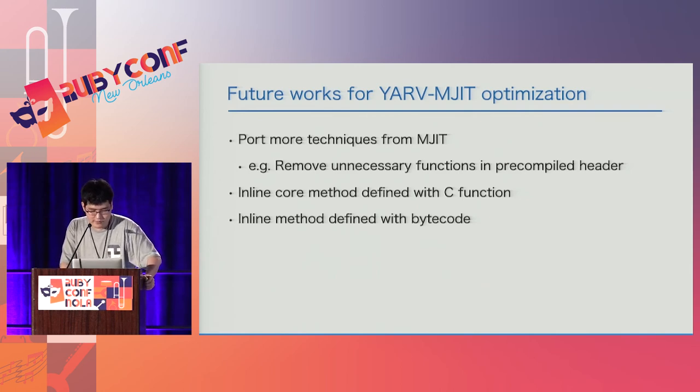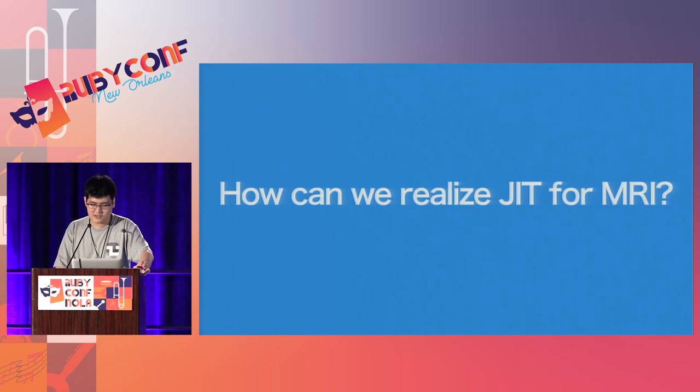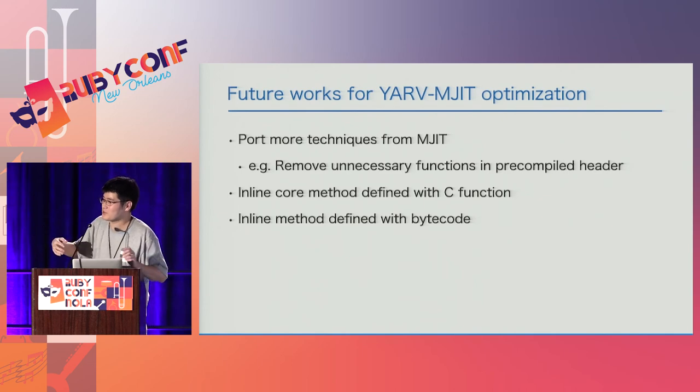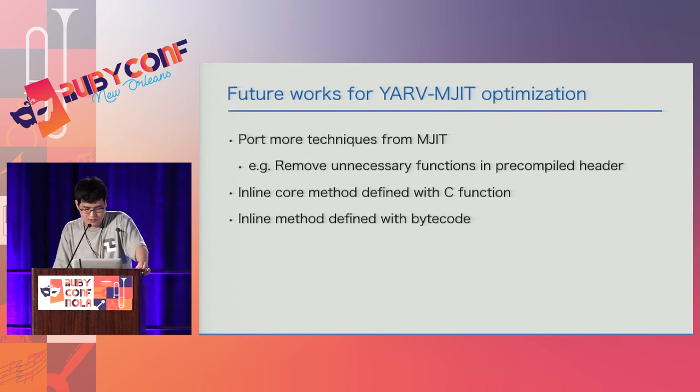And probably we can inline a method defined with bytecode by detecting it with the call cache. So no, it needs to save some last compiled JIT code. If we store some JIT C functions, previous C functions, we can use them to refer to the method. So I think a method defined with bytecode can be inlined.